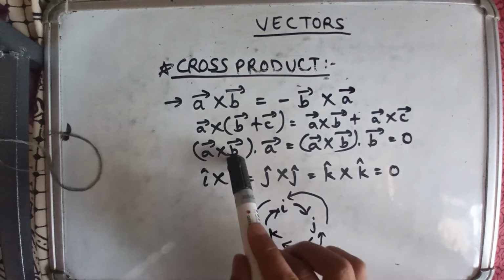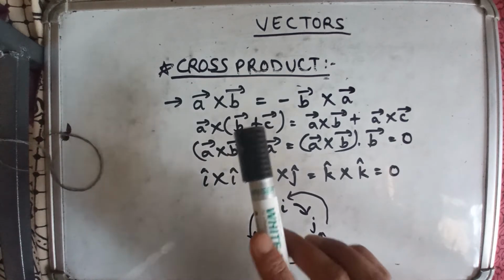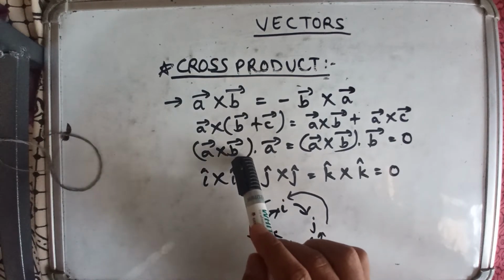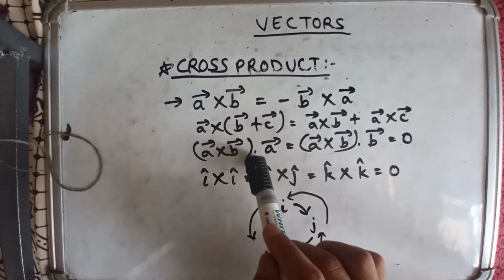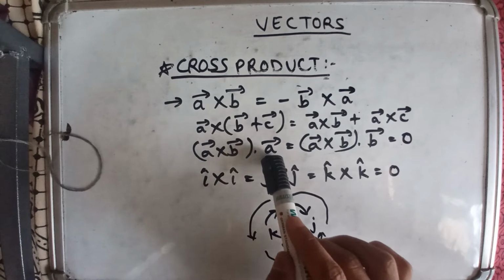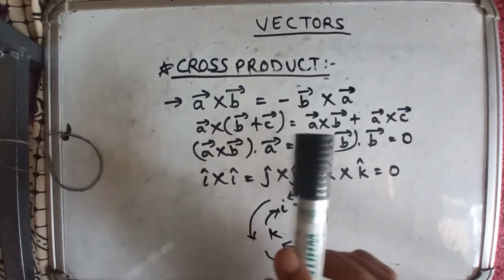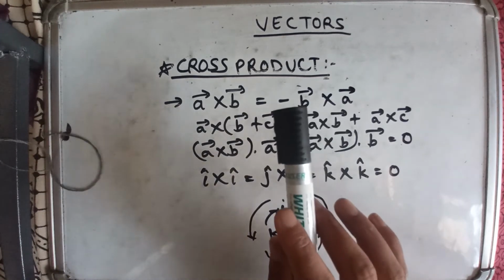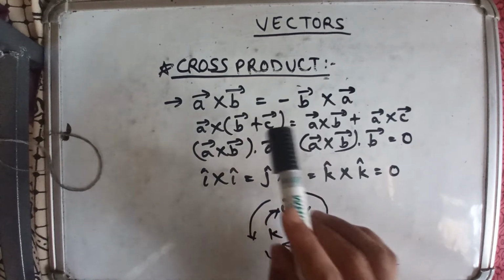How? Because A cross B will be in the direction perpendicular to A as well as to B, and if we again dot with some vector like A or B, any of these, then it will come in the same line or same plane. So sine 0 will be 0.